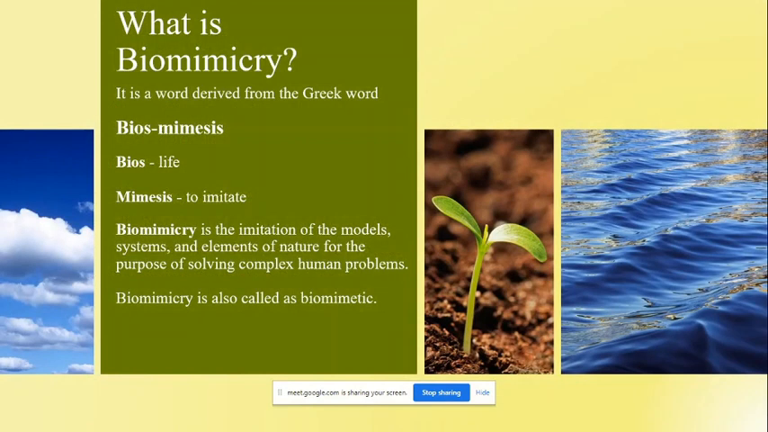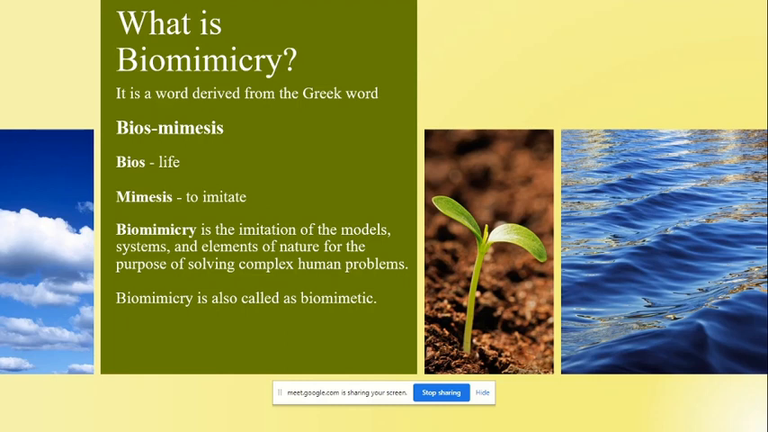So what is biomimicry? Biomimicry is a word derived from the Greek bios and mimesis, where bios means life and mimesis means to imitate. So biomimicry is an interdisciplinary approach to solve design challenges. Engineers, designers and architects work with biologists and ecologists to understand and emulate natural forms, processes and ecosystems.